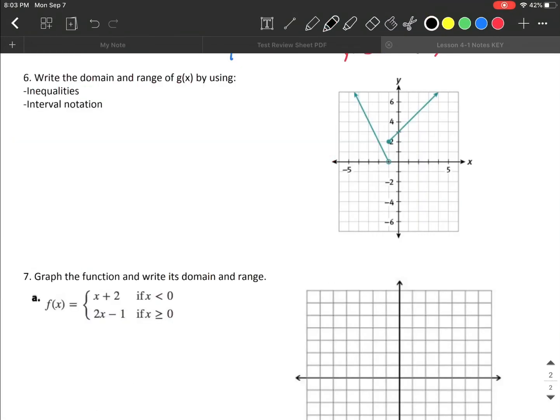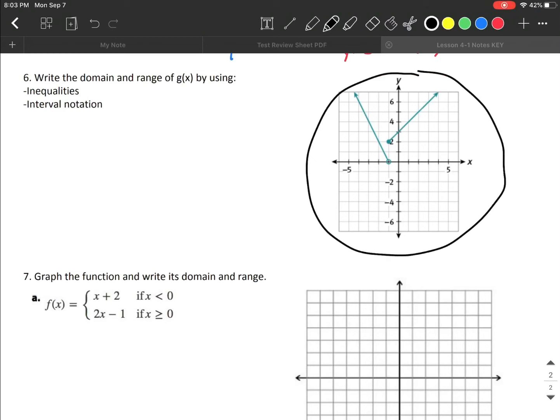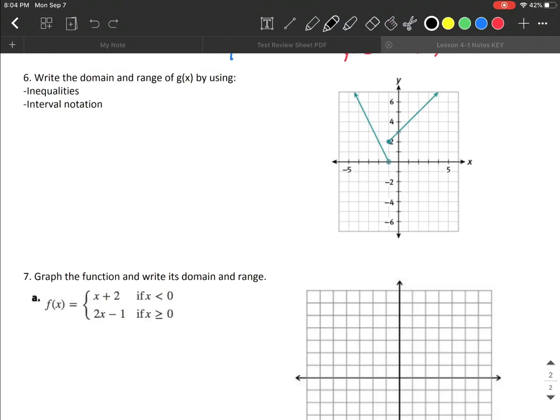This function given here is g of x, and I want to write the domain and range of g of x in inequalities, and I also want to write it in interval notation. So those are two different ways of writing the domain and range. We're going to take a little bit of notes here to remind ourselves what domain and range mean. So I have domain and range. I'm going to talk about the way to write them using inequalities, and the way to write them using interval notation.